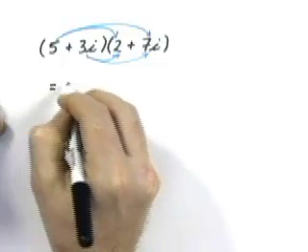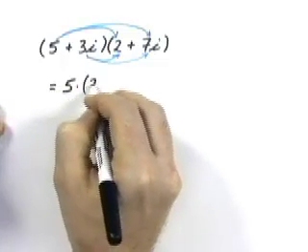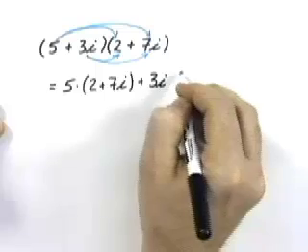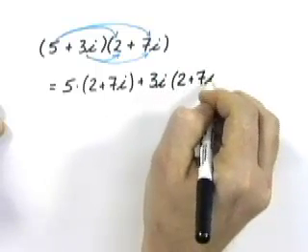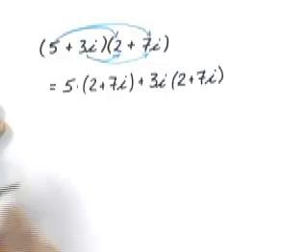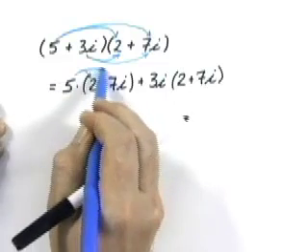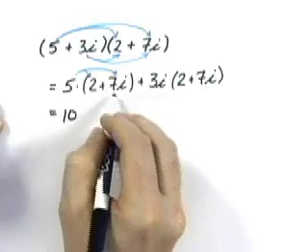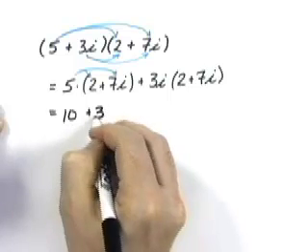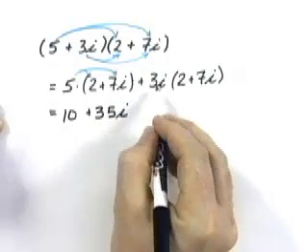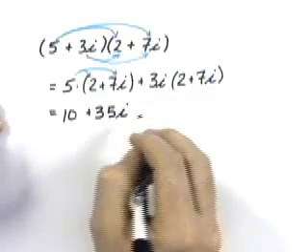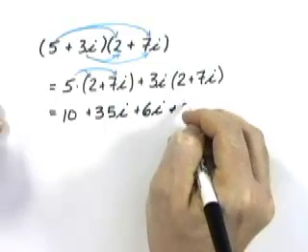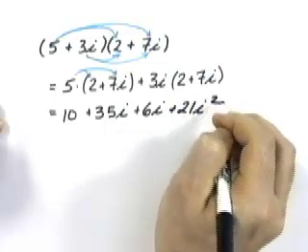The result is the following. I get 5 times 2 plus 7i plus 3i times 2 plus 7i. Now, when I distribute the 5 into the first expression, I get 5 times 2, which is 10, and I get 5 times 7i, which is 35i. Then 3i times 2, distributing here, gives me 6i. 3i times 7i gives me 21i squared.